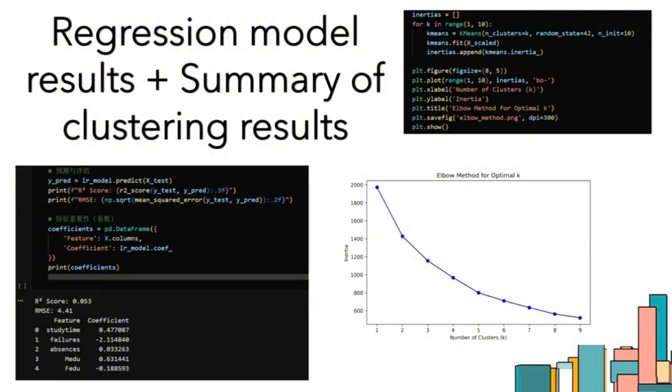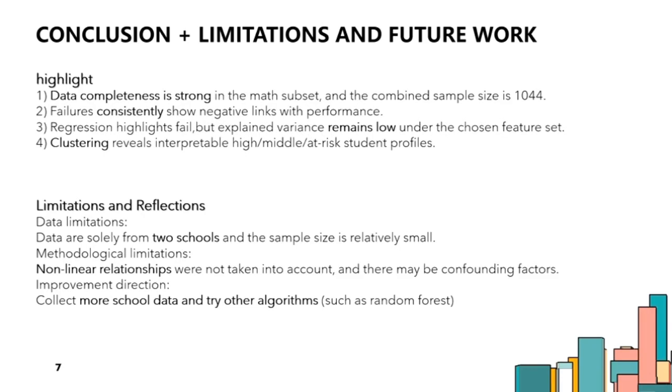The clusters are easy to interpret. One group has high grades and few failures. One group has low grades and many failures, which is the at-risk group. The middle-performing group has relatively higher absences. Overall, the main takeaway is that past failures are consistently associated with lower performance, and clustering reveals clear student profiles.